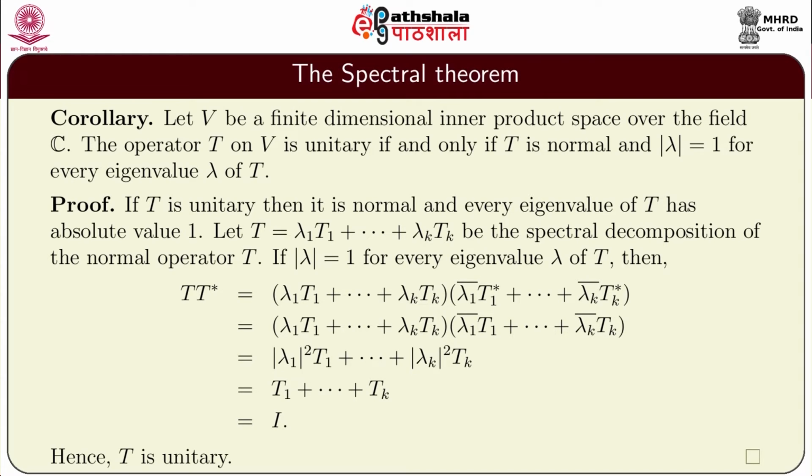Let T = λ1 T1 + ... + λk Tk be the spectral decomposition of the normal operator T. If |λ| is equal to 1 for every eigenvalue λ of T, then T T* is equal to (λ1 T1 + ... + λk Tk) times (λ1 bar T1* + ... + λk bar Tk*).